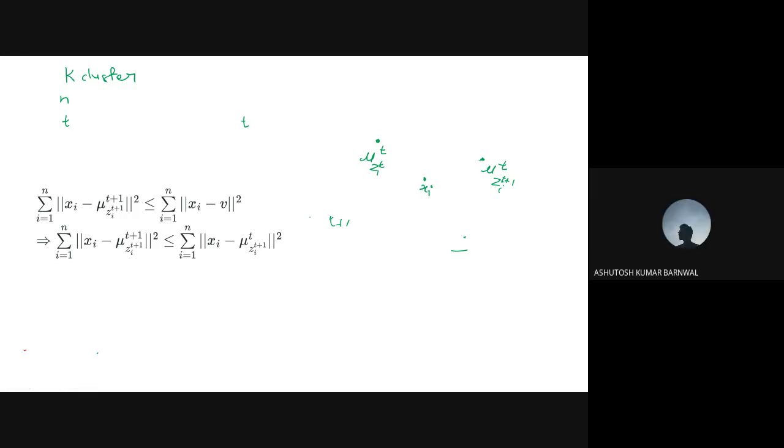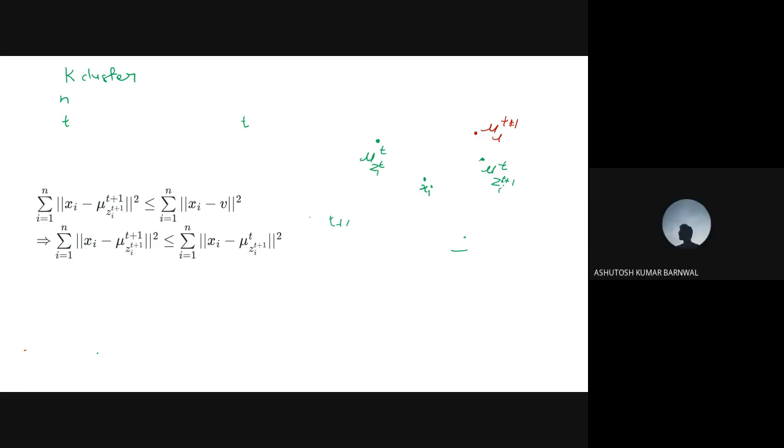Okay, sir. Mu of t plus 1 has been shifted now. This mu l at t plus 1 has been shifted to some other point. It may be closer to xi, or it may be far away. It depends upon how many points have been added and how many points have moved away. So we cannot say anything at this point about whether it moved nearer to xi or not; we never know this.